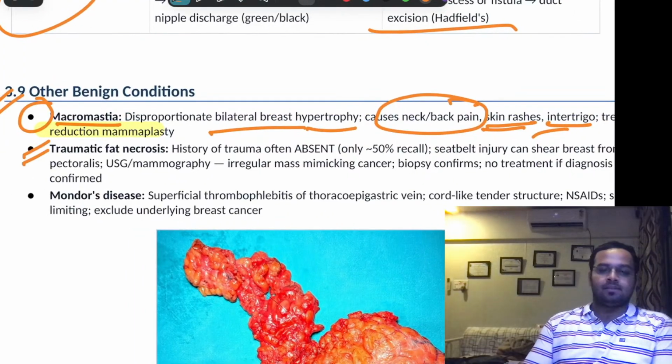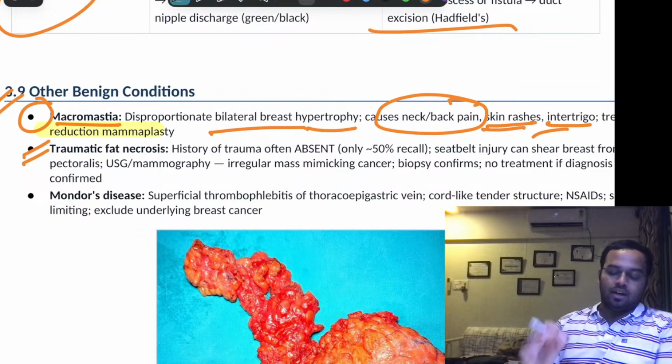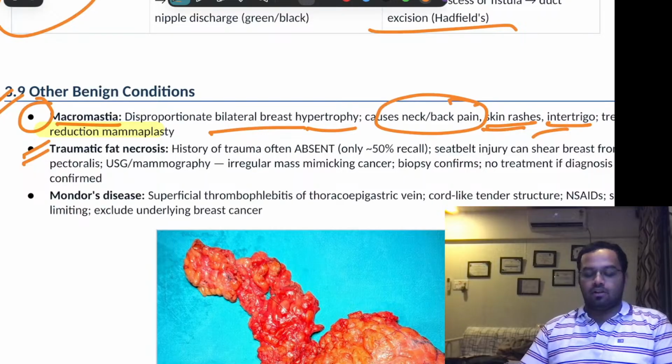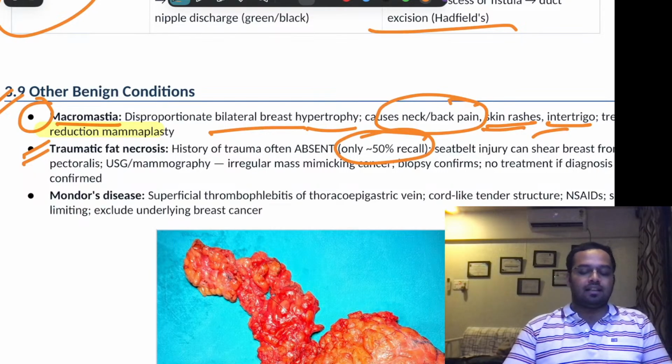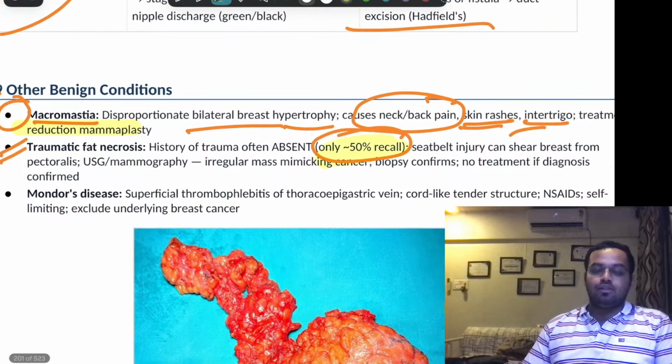Traumatic fat necrosis. So अगर कुछ trauma हो गया breast को, तो it can cause what is called traumatic fat necrosis. Only 50% of the patients can recall that type of trauma. Seat belt injury might be there.